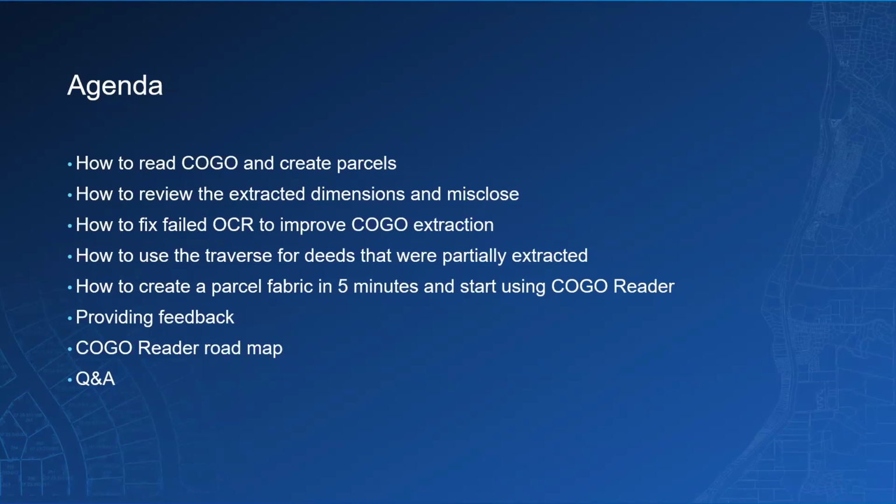So today we're going to go over how to use COGO Reader to read deeds, how to review the extracted dimensions and misclose, how to fix failed OCR and improve the COGO extraction, how to use the traverse for deeds that were partially extracted, how to create a Parcel Fabric in 5 minutes, for all of those on this meeting that are not in the Parcel Fabric yet and think it's very hard to do. And then we'll talk about how you can provide feedback, where we are going to go with COGO Reader going forward, and some Q&A time.